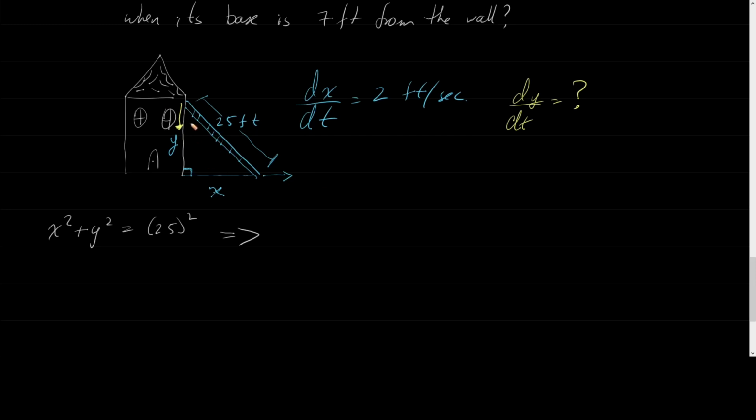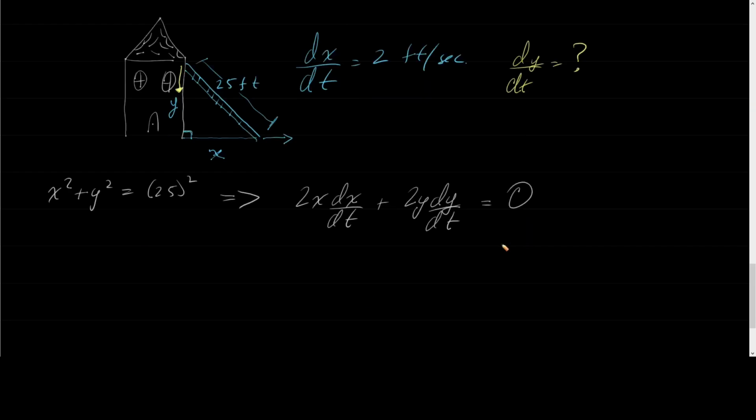The position of it is changing, this height is changing, this distance is changing, but the ladder itself is not. So that's why this right here is going to be a constant. So let's go ahead and take the derivatives. The derivative of x squared with respect to time is 2x dx/dt. The derivative of y squared with respect to time is 2y dy/dt. The derivative of a constant with respect to time is 0, right?